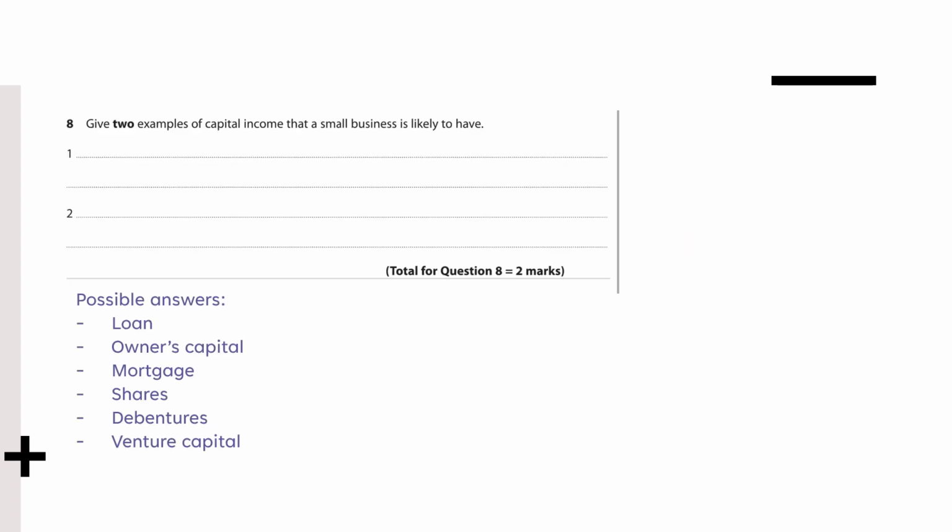Now give 2 examples of capital income that a small business is likely to have. Again, it's 2 marks, so you give 2 different types of capital income that a small business is likely to have. Some examples would be a loan, owner's capital, mortgage, shares, debentures, and venture capital.